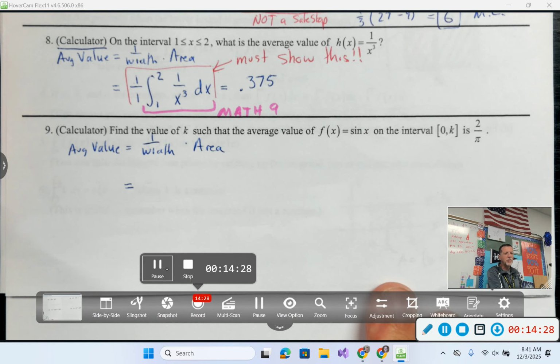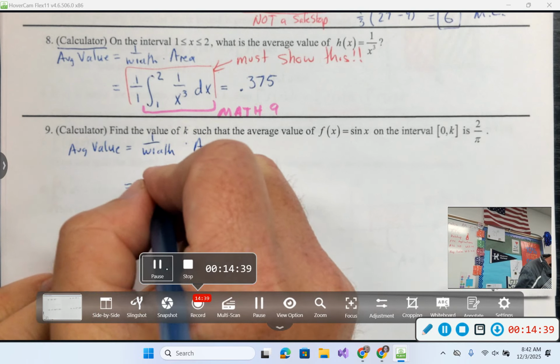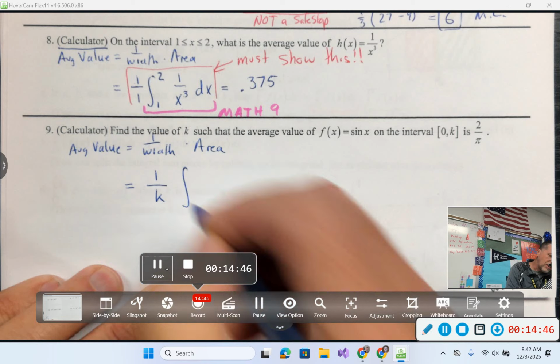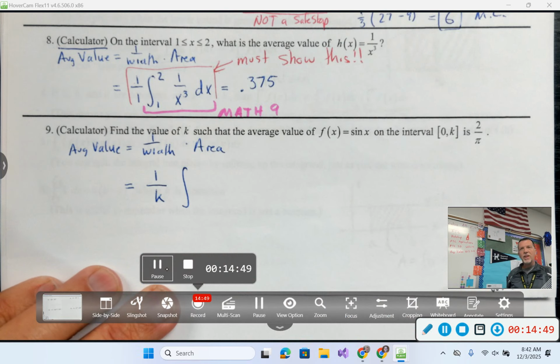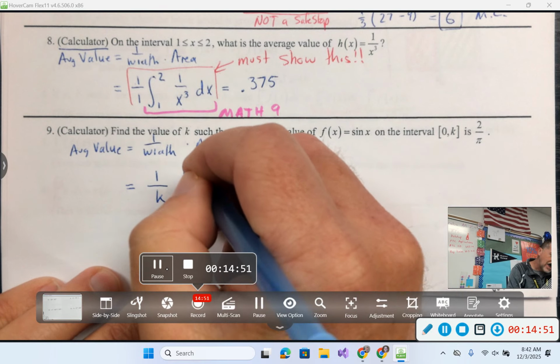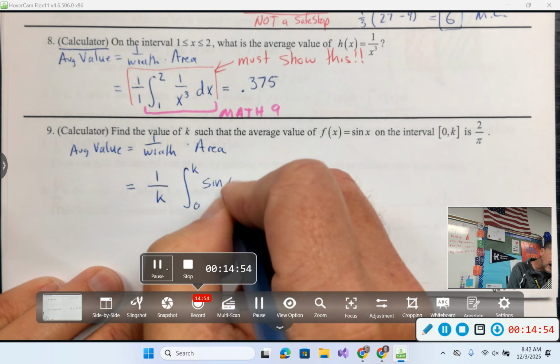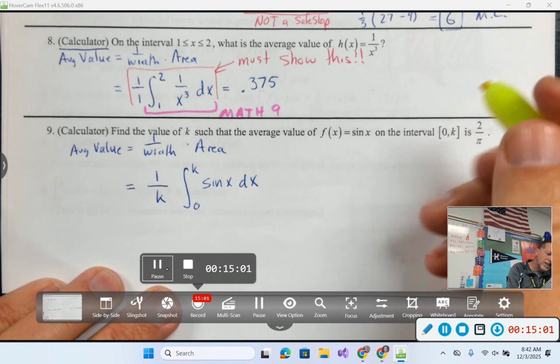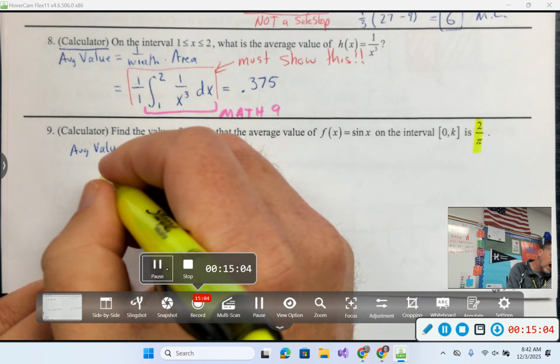What makes this problem different than all the previous problems? We don't know the width. That's one thing. So what will I put for the width? 1 over k. The area. What will my limits for the area be? 0 to k of sine of x dx. And then what's definitely different is I know the answer. The average value is 2 over pi.